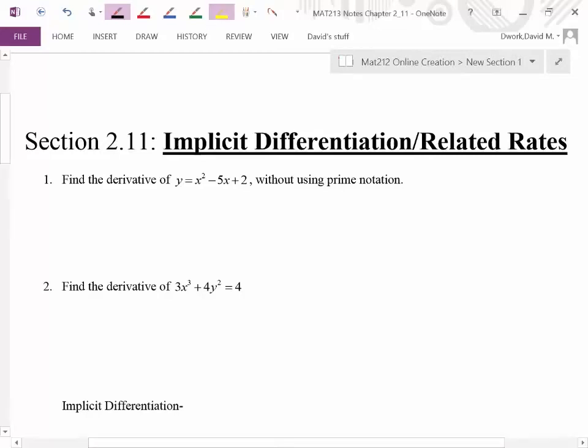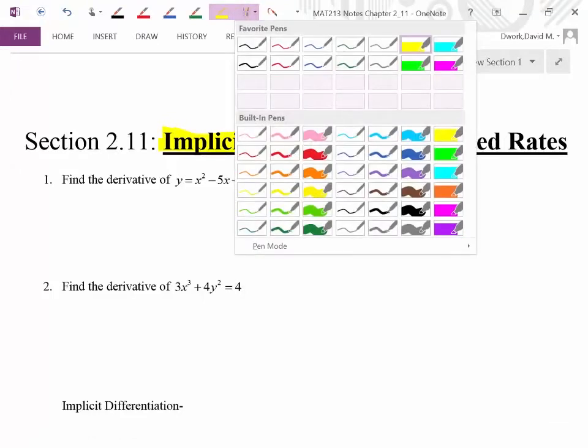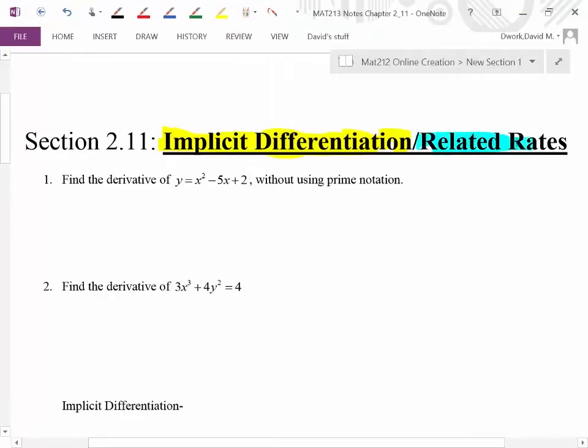Section 2.11 is going to cover two main ideas, the first of which being implicit differentiation. And really truthfully, the second part being related rates. They're very similar. Related rates uses implicit differentiation. So we're going to break up this section into two videos. First one being, let's just talk about implicit differentiation.